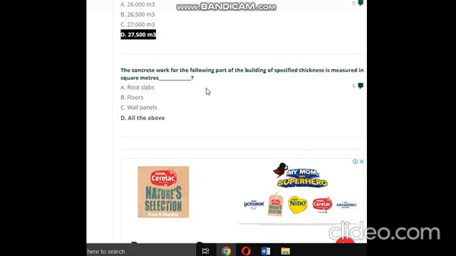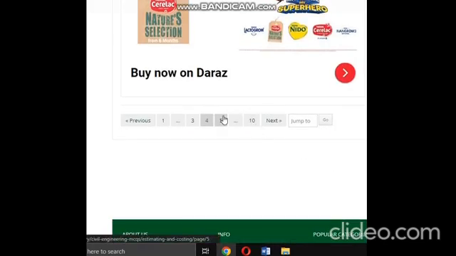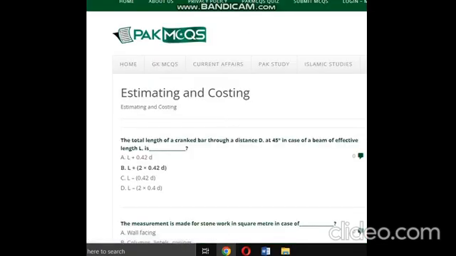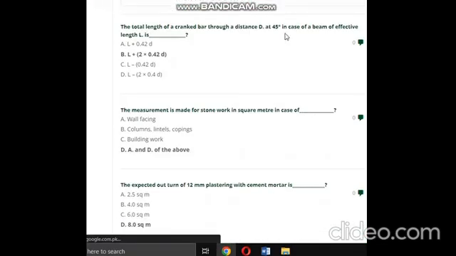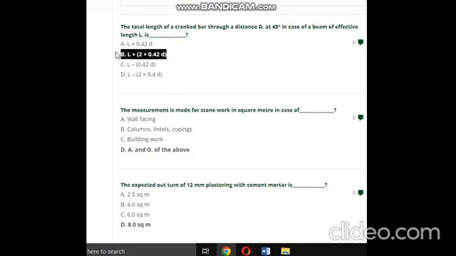The concrete work for the following parts of a building of specified thickness is measured in square meter. All of the above: roof slab, floor, wall panels. The total length of a cranked bar through a distance D at 45 degrees in case of a beam of effective length L is L plus 2 multiplied by 0.4 D.